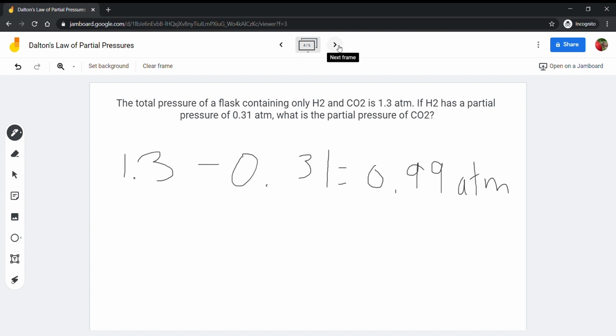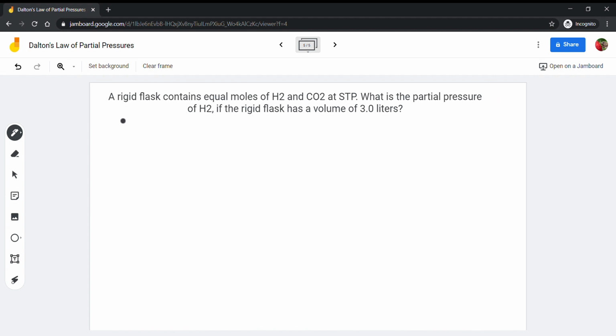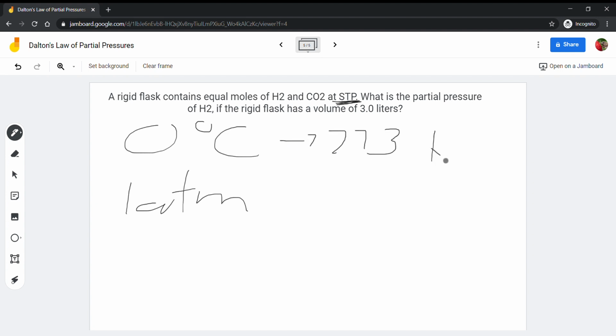All right, next problem. That was quite easy. A rigid flask contains equal moles of H2 and CO2 at STP. What is the partial pressure of H2 if the rigid flask has a volume of 3.0 liters? So here we have STP. So we need to know what this means. STP basically means standard temperature and pressure. And so this is 0 degrees Celsius and 1 atm. Now we have to be careful here because 0 degrees Celsius turns into 273 Kelvin. So we have to keep that in mind.